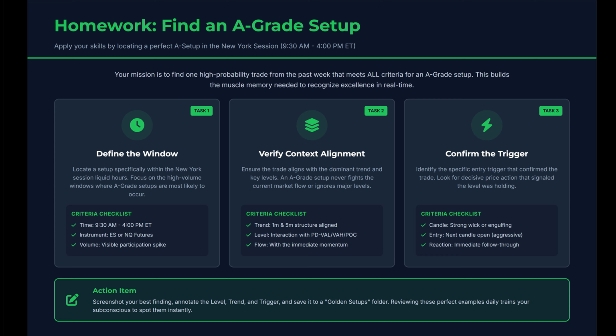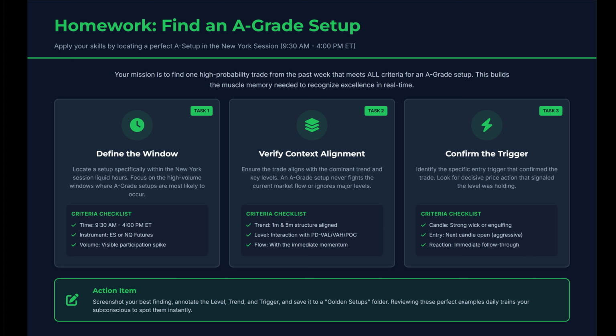Ensure the trend, levels, and momentum align perfectly. Trend alignment means higher lows or lower highs across both 1-minute and 5-minute structures. Level interaction should occur at significant volume profile levels like previous day's value area low, high, or point of control.